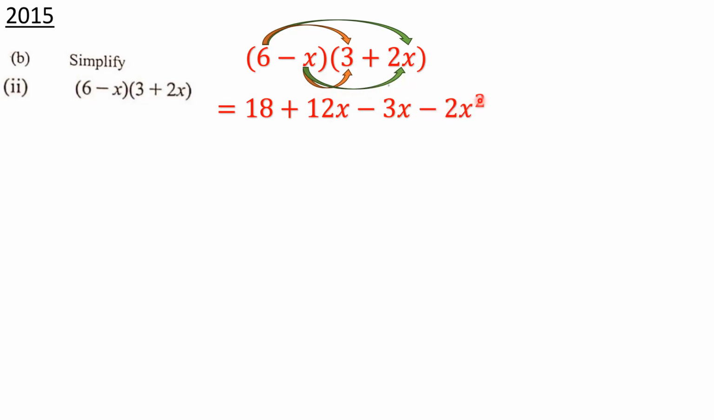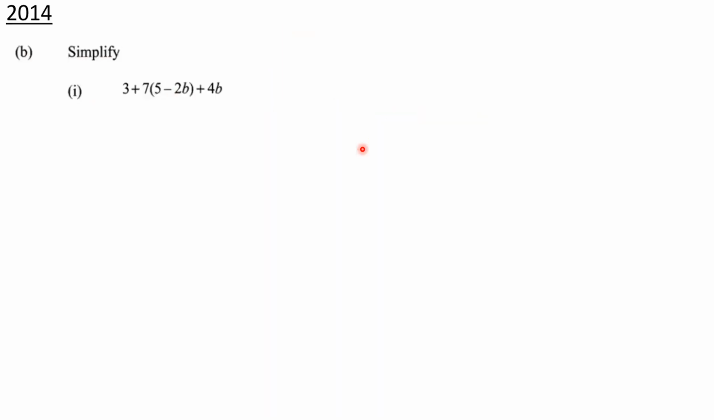All right, now we're going to combine like terms. What is 12x minus 3x? Well, 12x minus 3x is 9x. Now we have 18 plus 9x minus 2x squared. None of these terms are like terms, and so we're going to leave it just like that. And that's our answer for this question. Okay, let's move on to the next question.